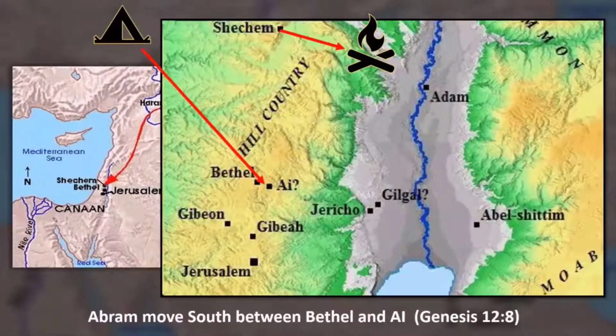And then we see that Abraham moves farther south between Bethel and Ai. That was in Genesis 12:8. So Shechem is just a little bit towards the north, and then down south past this hill country, you can see Bethel and Ai. This is where Abram set up his tent. So he set up a tent between Bethel and Ai, and he set up an altar in Shechem, because Shechem was the first place that he stopped when he entered the land of Canaan.